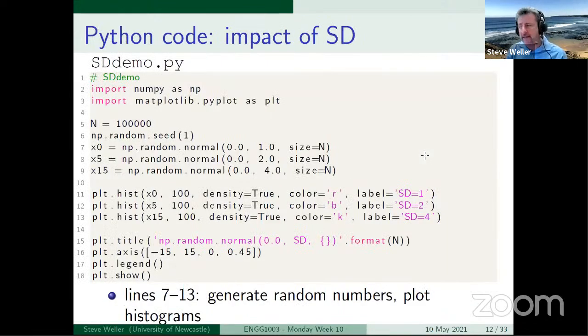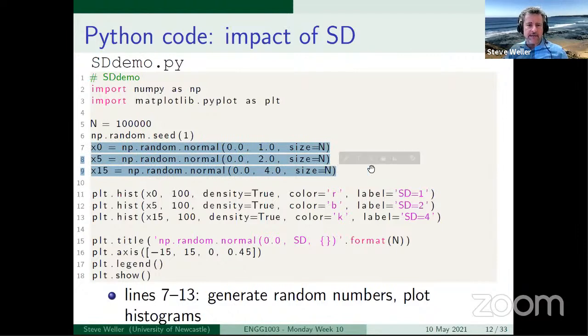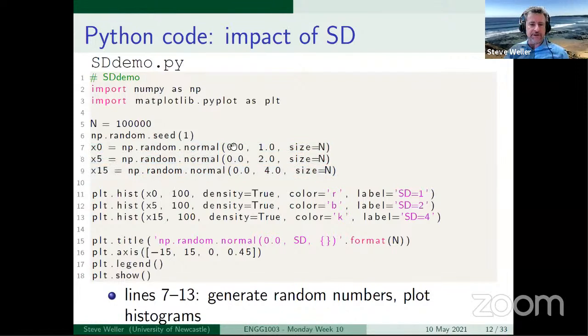There's the code again, posted to Discord, posted to Blackboard. I'd recommend you run it. Here it's got almost the same format as the mean demo Python script. This time all the actions happening in line 7 through 9, where we're using the normal function. This time, the first parameter is fixed to be 0. And the second parameter, the standard deviation, is either 1, 2, or 4.